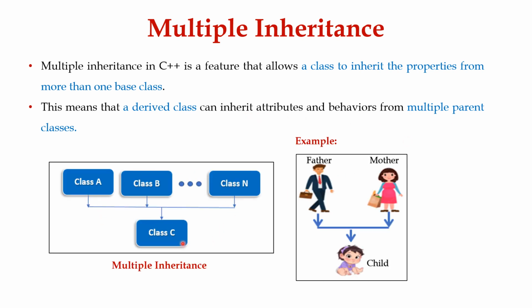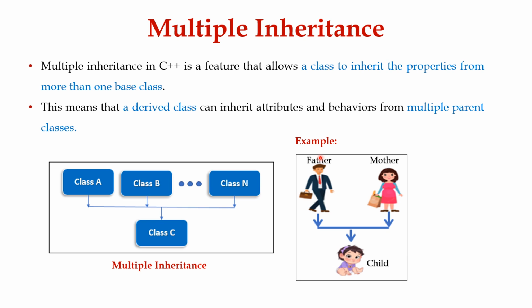Now, let's have an example here where class A, class B, up to class N, which are all acting as the base class. Class C is a single derived class which inherits the properties from multiple base classes. So here multiple inheritance is achieved.